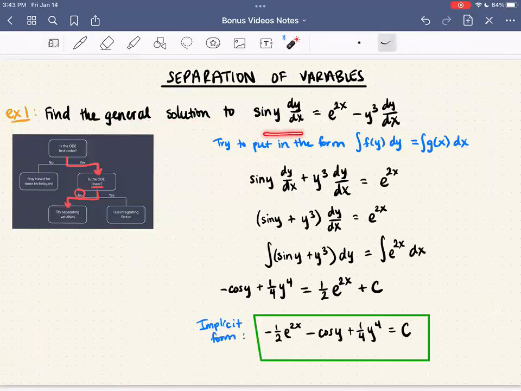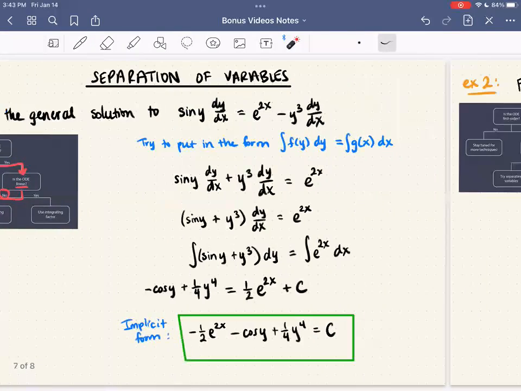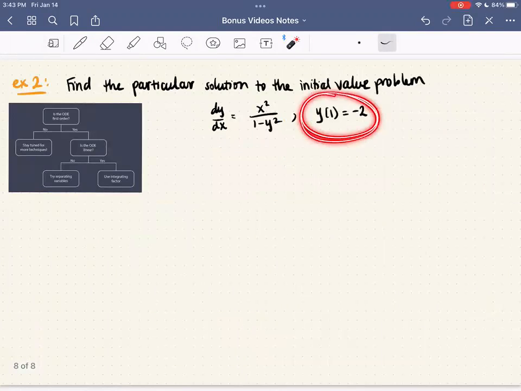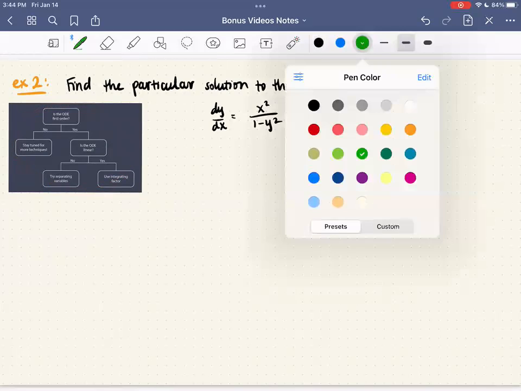So notice I have a differential equation, but there's no initial condition with it. So my final answer has this arbitrary constant, or constant of integration. In contrast to that, this next example, we have an initial condition, so we will not have any arbitrary constants in our final answer. We're going to determine them using the initial condition. Okay, let's go to our flow chart here to make sure we're doing the right things.